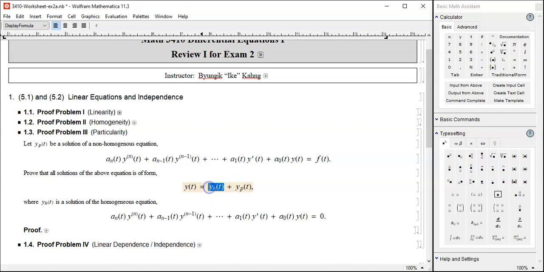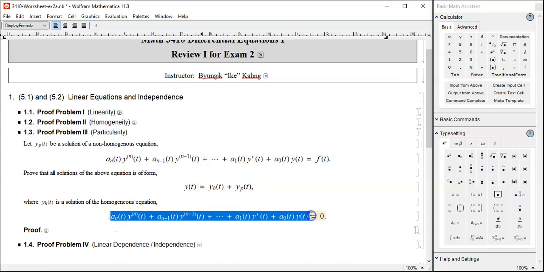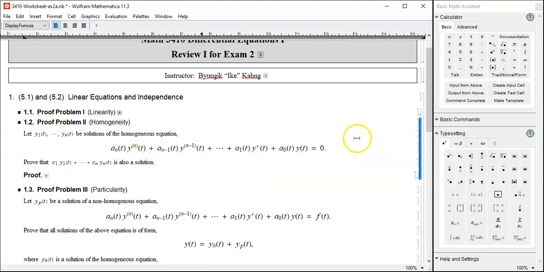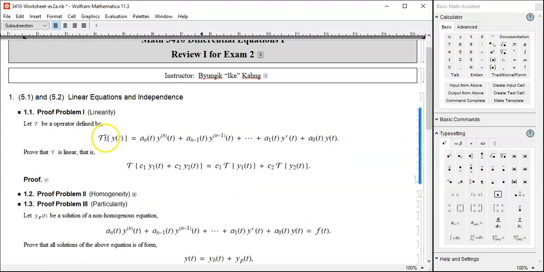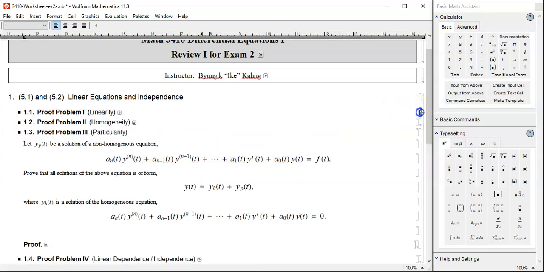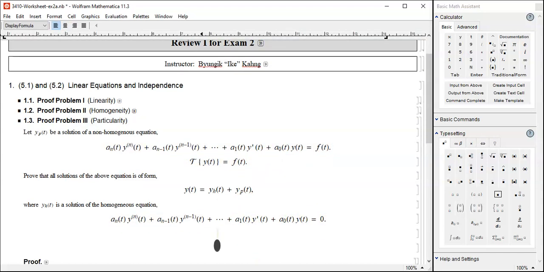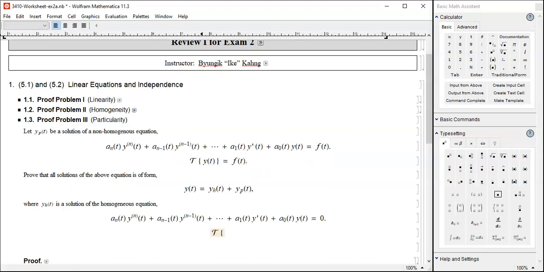This yh of t is a solution of the homogeneous equation, so this left-hand side, this whole thing, is equal to 0. Or if I use that script T expression, this whole thing here can be rewritten as T of y of t is equal to f of t. This expression and that expression are equivalent. And how about this one here? It's equivalent to T of y of t is equal to 0 in this case.